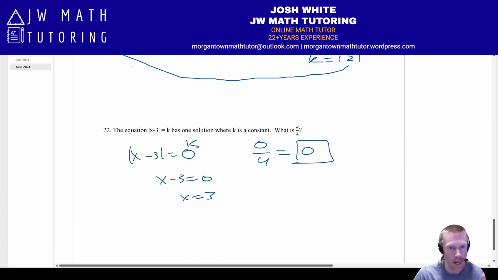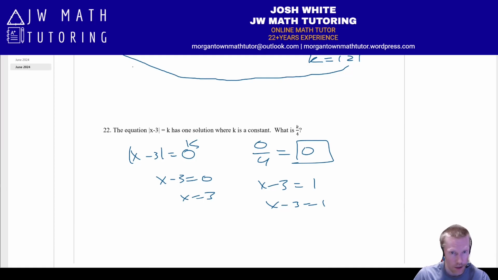That's it. Any other number for k, you're going to get two solutions, because you set up x minus 3 equals 1 and x minus 3 equals -1. However, when it's equal to 0, you will only get one solution, because there's no positive 0 and -0. It's just 0. So the correct answer to this one is just 0.